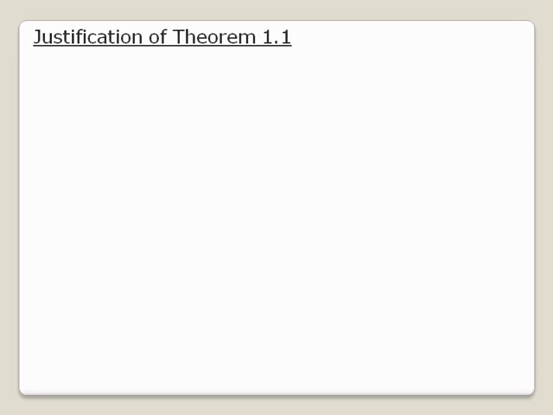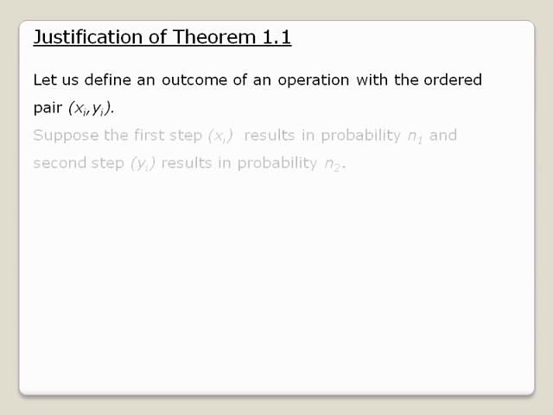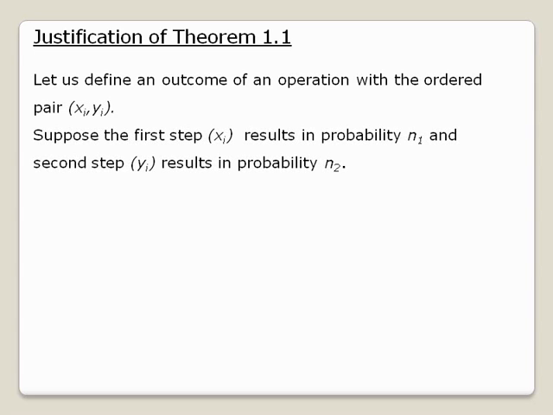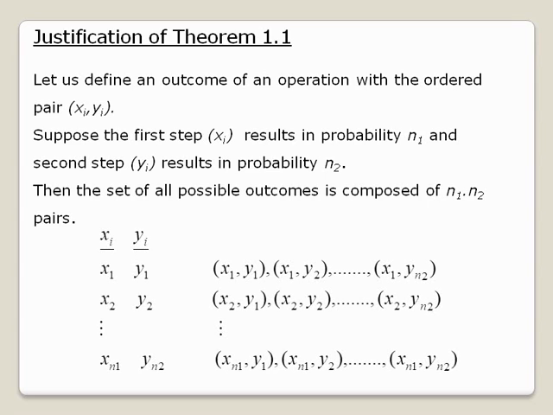Let's look at the justification for this theorem. We will define the outcome of the operation as an ordered pair (xi, yi). Suppose the first step xi results in n1 possibilities and the second step yi results in n2 possibilities. Then the set of all possible outcomes will be n1 times n2 pairs. We can explain it further.